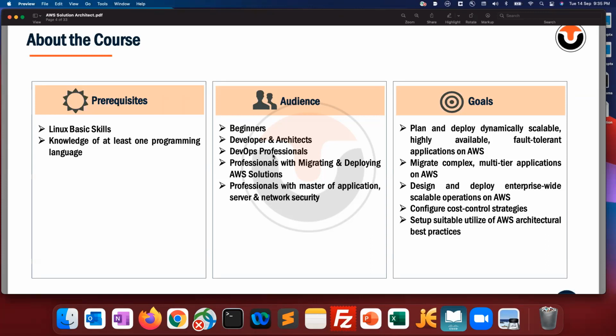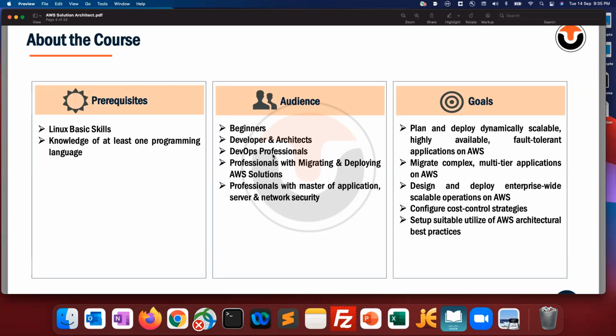What is the overall objective of this course? It is to plan and deploy dynamic, scalable, highly available, fault-tolerant applications on AWS. So we're going to see how to host applications in the AWS infrastructure which are dynamically scalable. When there is more need of resources, it can scale out, and when you have less need of the resources, it can scale in. Highly available and fault-tolerant applications on AWS.